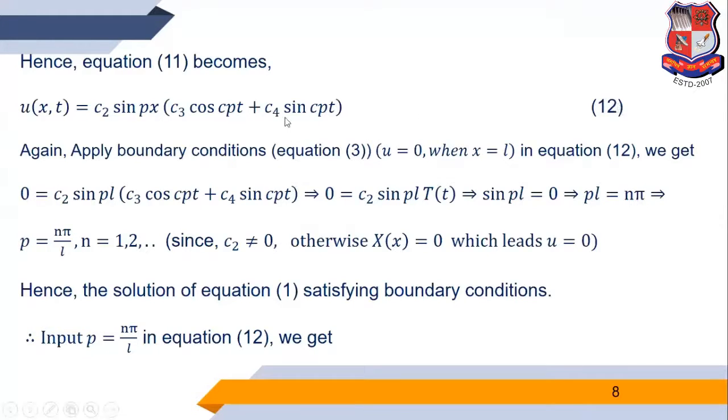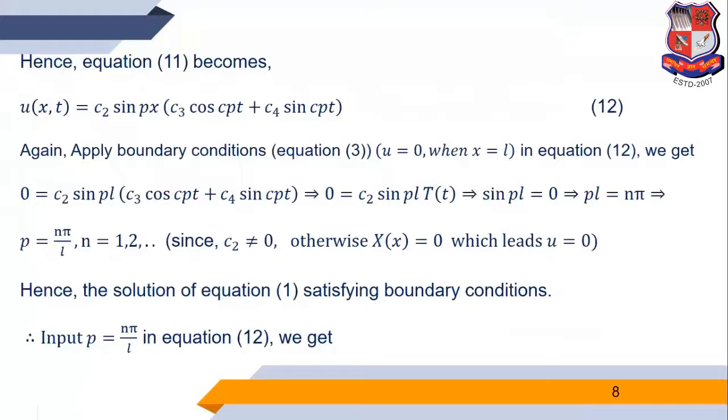So in equation 12, we apply again the boundary condition equation 3, where u equal to 0 when x is equal to L. So we get 0 is equal to C2 sin PL, and this term is similar to T of t. So T of t is not equal to 0, C2 is not equal to 0, therefore sin PL is equal to 0. And that implies we get P is equal to n pi by L.